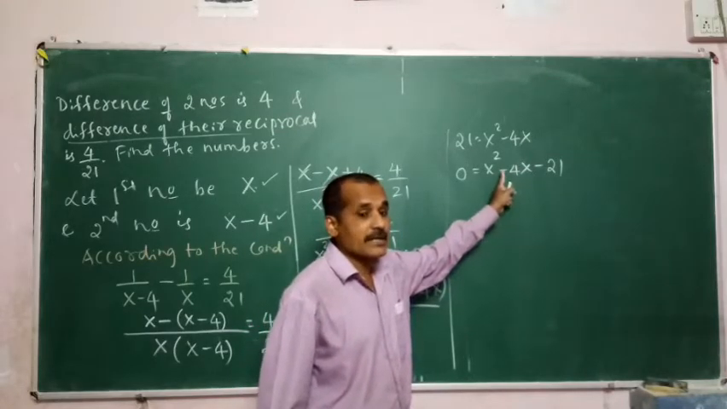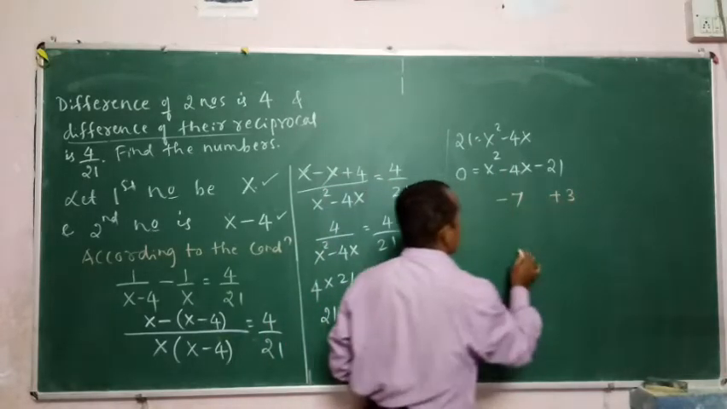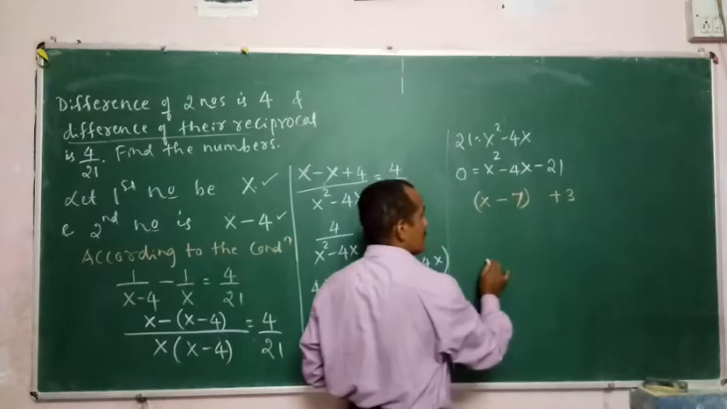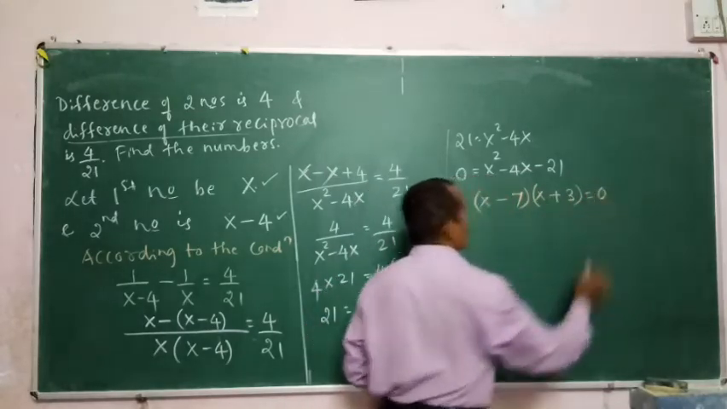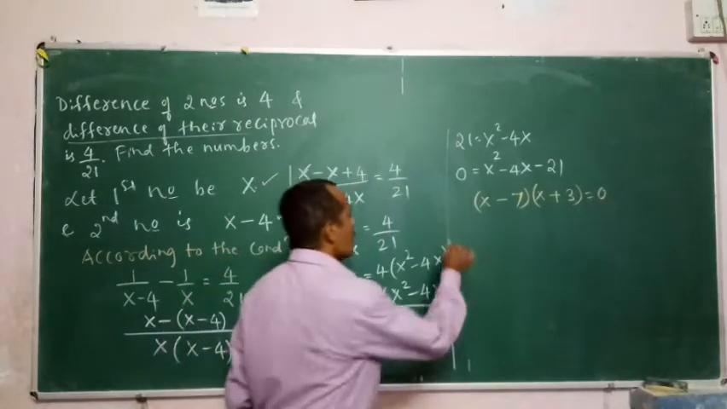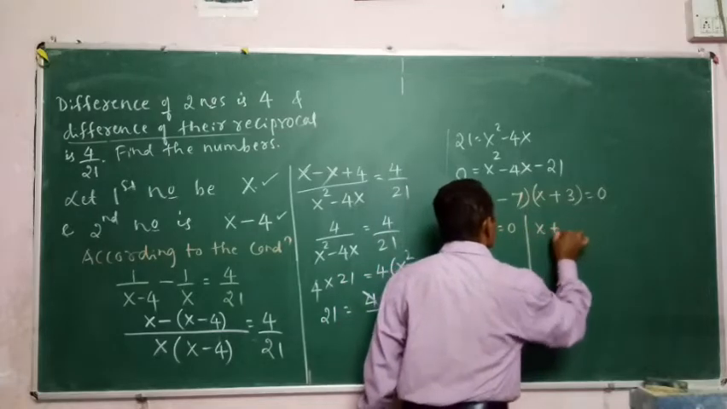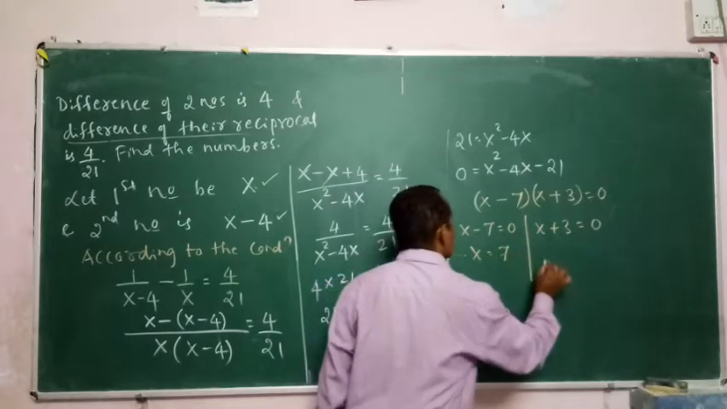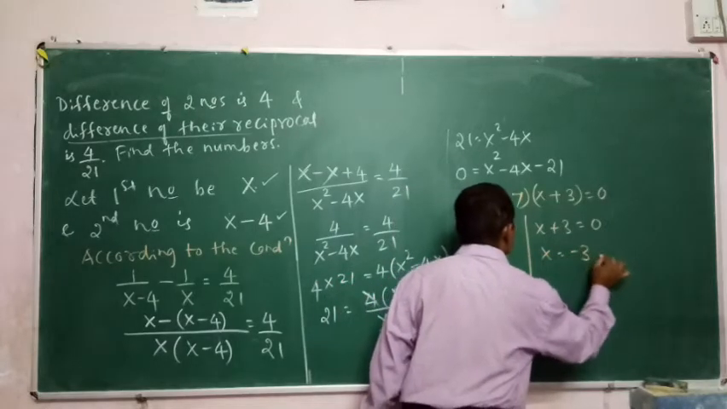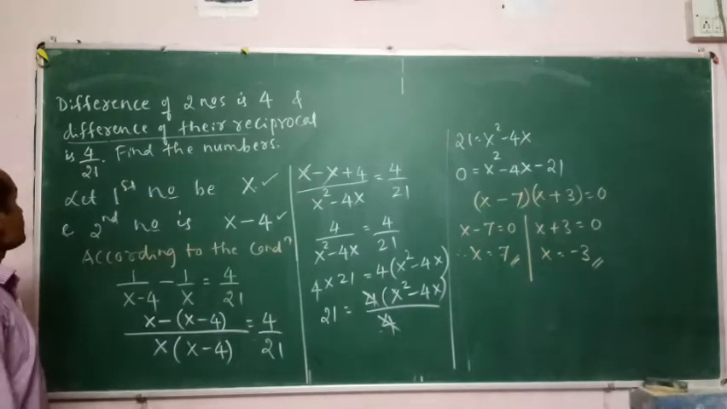Numbers to get a minus sign. So the middle terms are -7 and +3. I can write x here also. I can write x here also is equals to 0. You got the factors. And x minus 7 is equals to 0. X plus 3 is equals to 0. Therefore, x is equals to +7 or x is equals to -3. What is the question? Find the number.